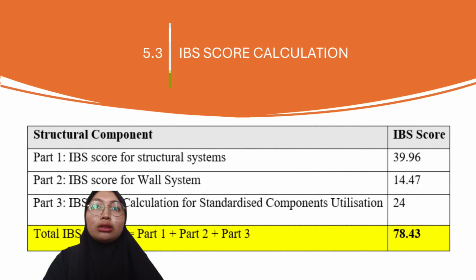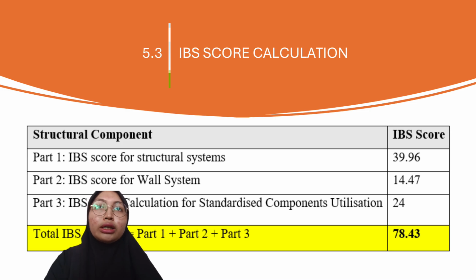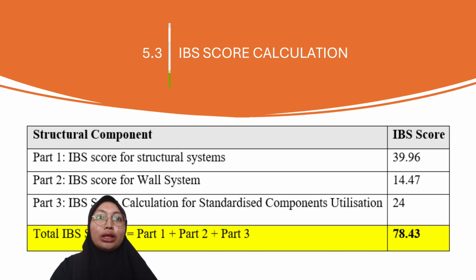The final IBS score is part 1 of 39.96 plus part 2 of 14.47 plus part 3 of 24 equals 78.43 out of 100. This shows that my project has a high level of industrialization with good use of prefabricated and standardized components. Thank you.